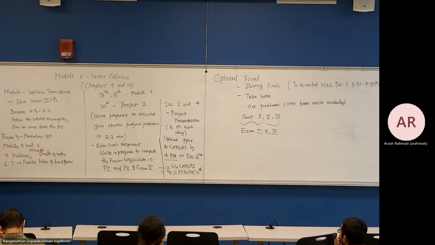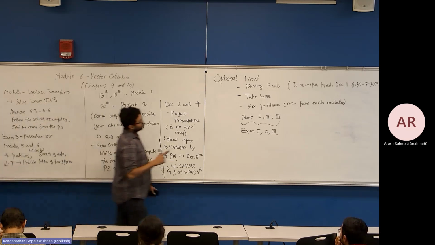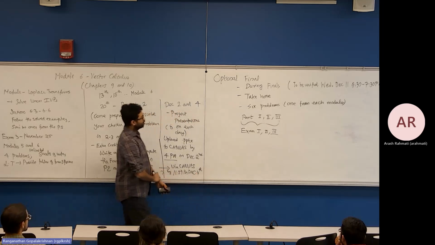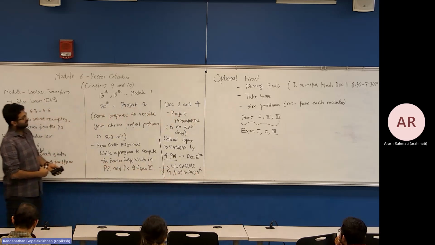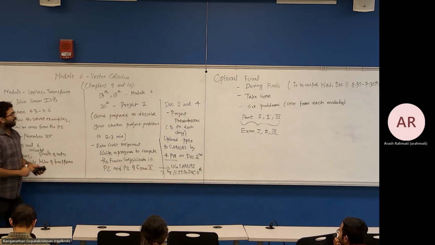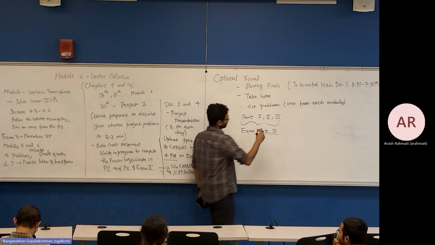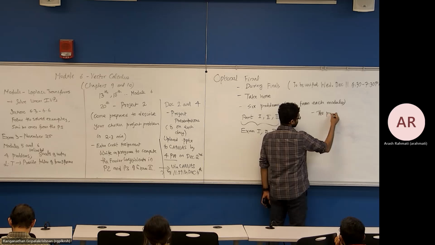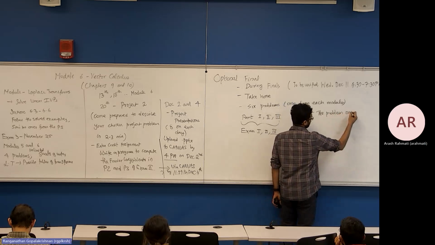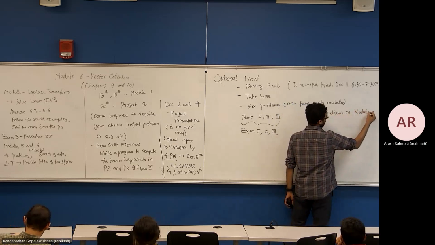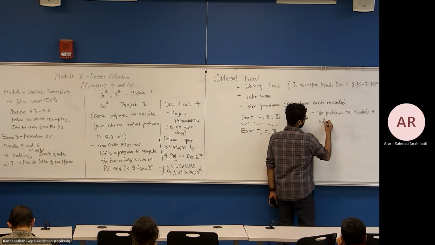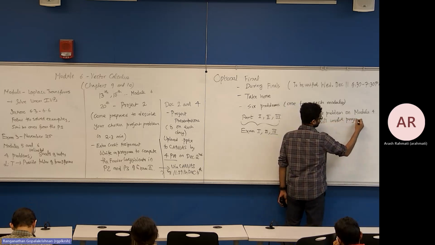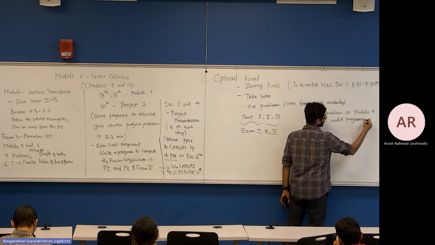Okay. So 6 problems, one from each module. Since it's take home, I don't have to worry about providing you tables or sheets or anything. And out of these 6 problems, one from each module, the problem on module 4 will involve programming. So it's programming to compute the Fourier coefficients.